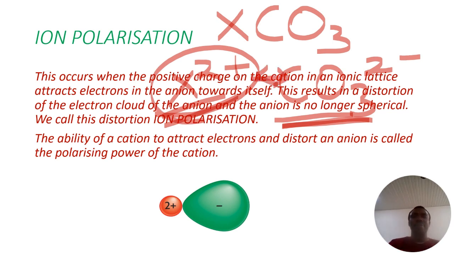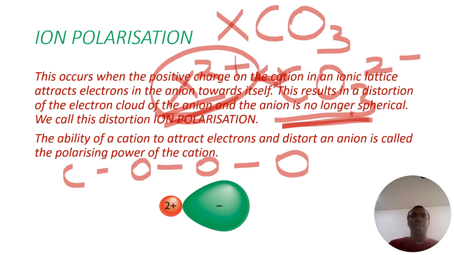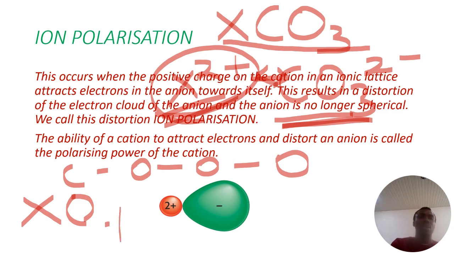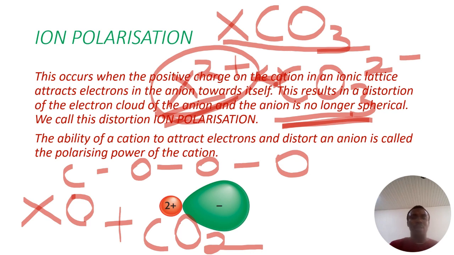So in ion polarization, what happens is that the cation, which is the positively charged ion, attracts electrons from the carbonate ion. As it attracts electrons, it distorts the carbonate ion. It stretches the carbonate ion and weakens the carbon-oxygen bond, so that the compound can easily decompose to XO, which is an oxide of the positively charged ion, and carbon dioxide. So that process is what we call ion polarization.